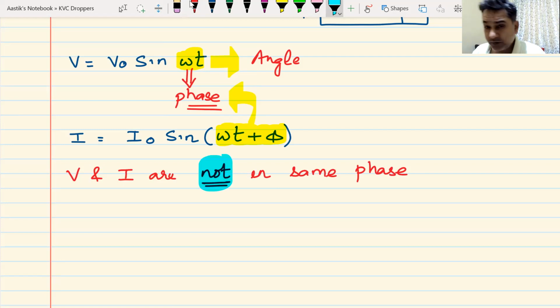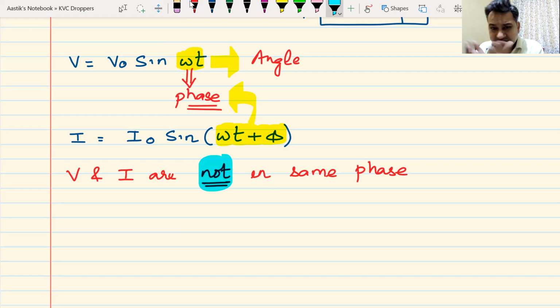Now, if they are not in the same phase, you can take it as a race. Phase, race, everything looks similar. Someone will be aage, leading. Someone would be piche, lagging. So phase is just like a race. Phase tells us where you are. So someone would be lagging, someone would be leading. Do you understand this? Someone would be aage, ahead. Someone would be piche, backwards, behind. Yes or no? Yes, sir.